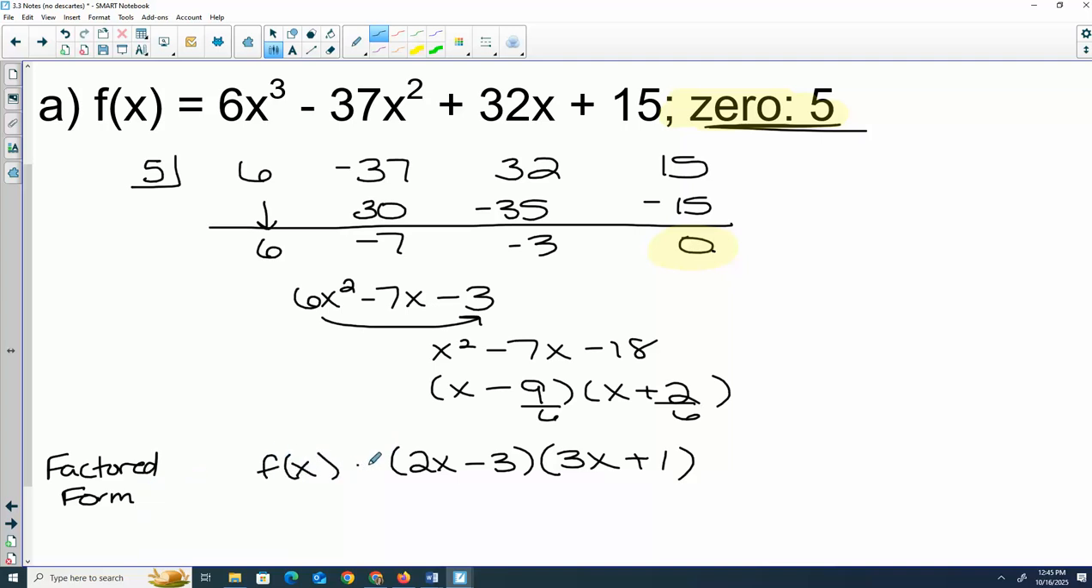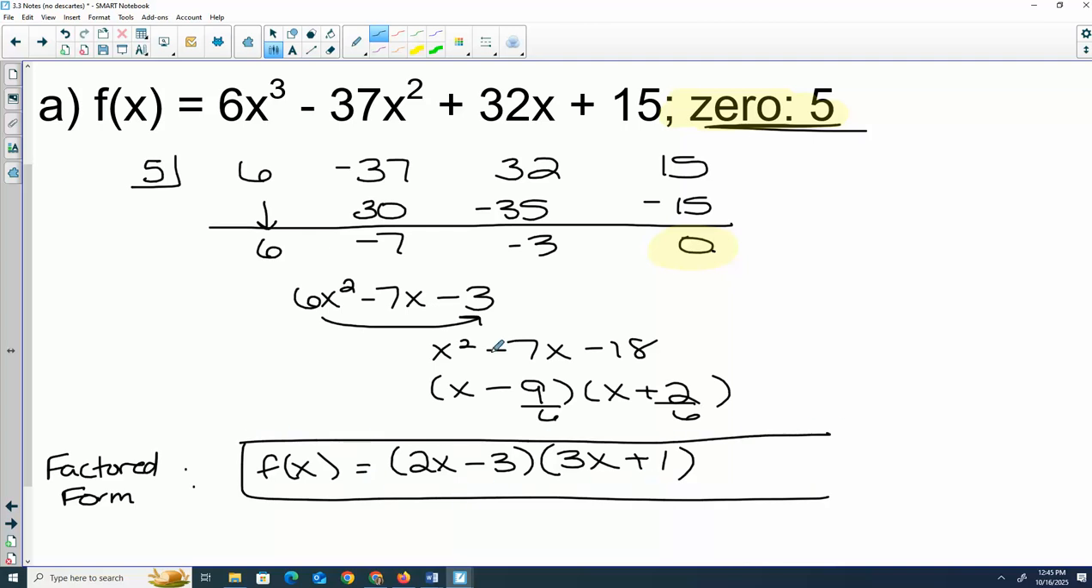We have most of it, but I'm missing something. If I multiply this out, I get a quadratic. My original was an x cubed, so I need 3 parentheses. What's my other parenthesis? X minus 5. Because 5 is a 0, x minus 5 has to be in my factored form. So if I multiplied all 3 of those, I would get this original polynomial back.